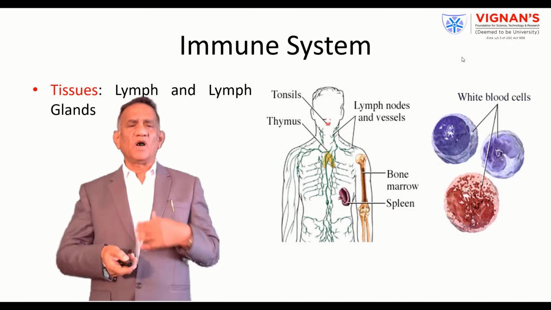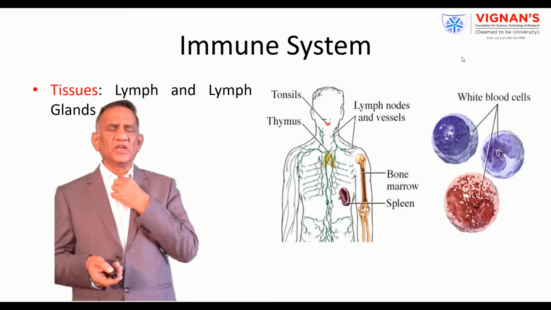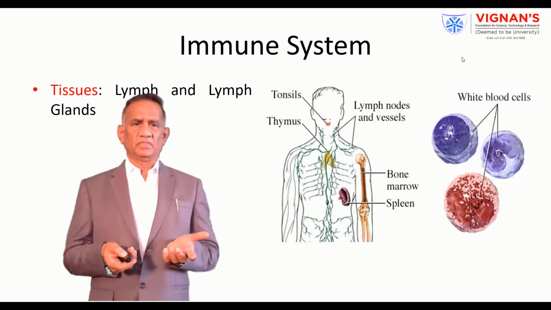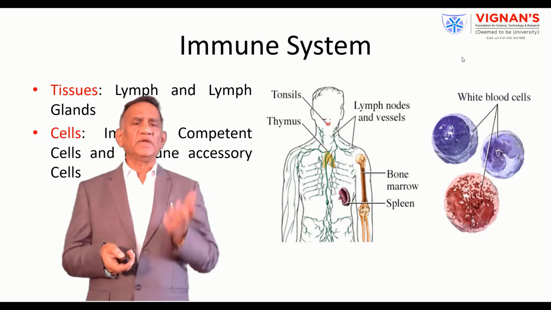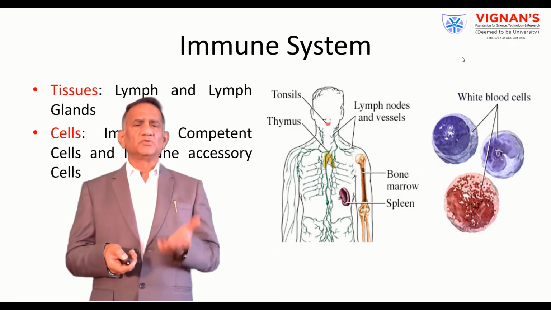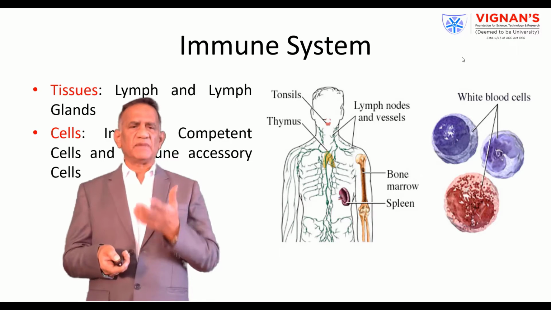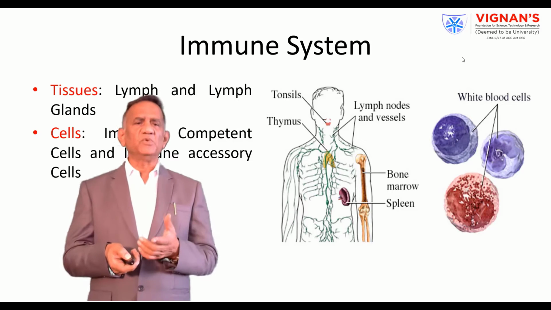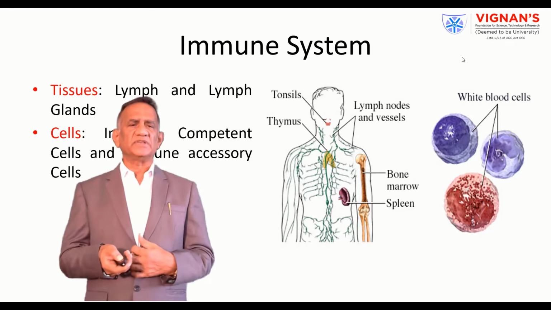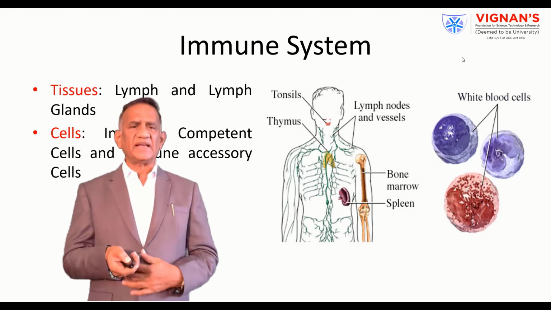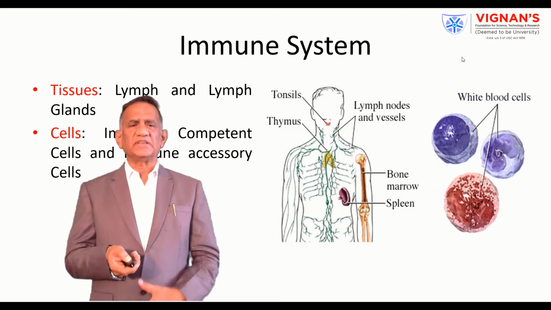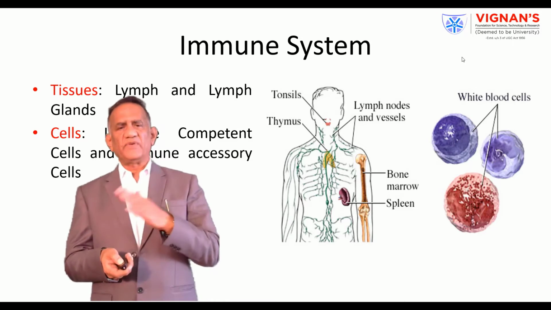And then the cells involved. Another important aspect here is immune cells. It is not that all cells do this immune function. We have brain cells, liver cells, muscle cells, but exclusively the immune cells do this type of immune function. They are broadly classified as immune competent cells and immune auxiliary cells. The details we are handling in a different topic.